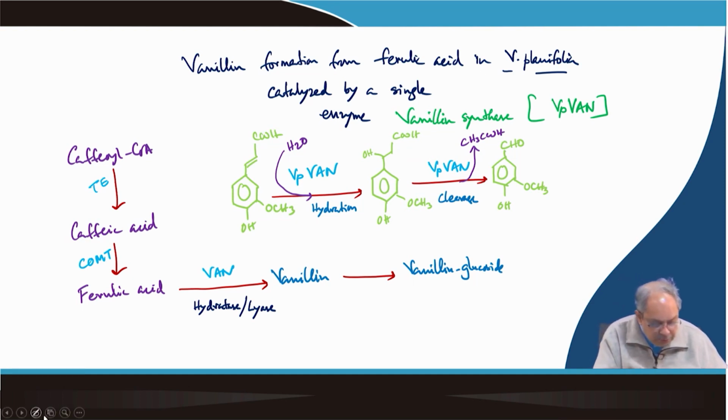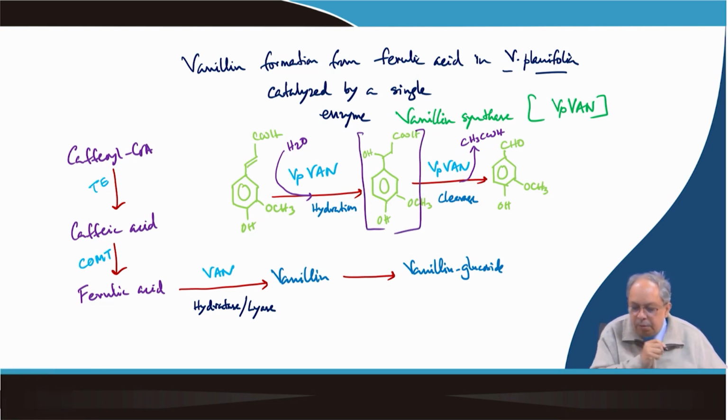Whenever we put an intermediate, we should put it in square brackets. This means intermediate, and then it is immediately converted into vanillin. So, it is basically a two-step reaction catalyzed by a single enzyme, and subsequently they characterized this at the molecular level. The second one is called retroaldol cleavage and the first one is the hydration.